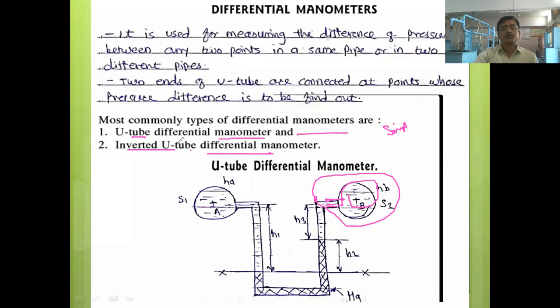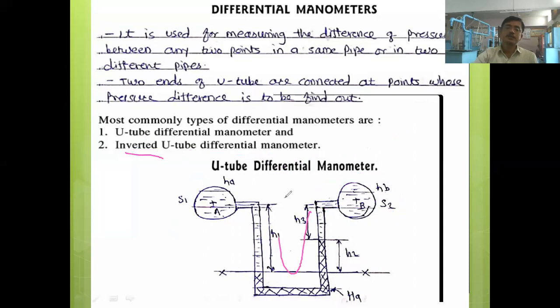So the first type is the U-tube differential manometer. Why is it called a differential manometer? We have discussed this. It measures the difference of pressure between two points or two pipes. So that's why it is given the name differential manometer. Then there is another type, the inverted U-tube manometer. We regularly use this kind of manometer for general purposes.